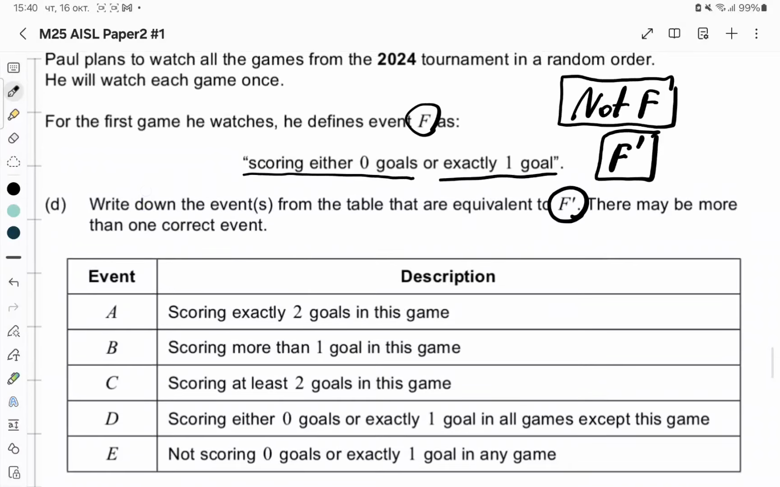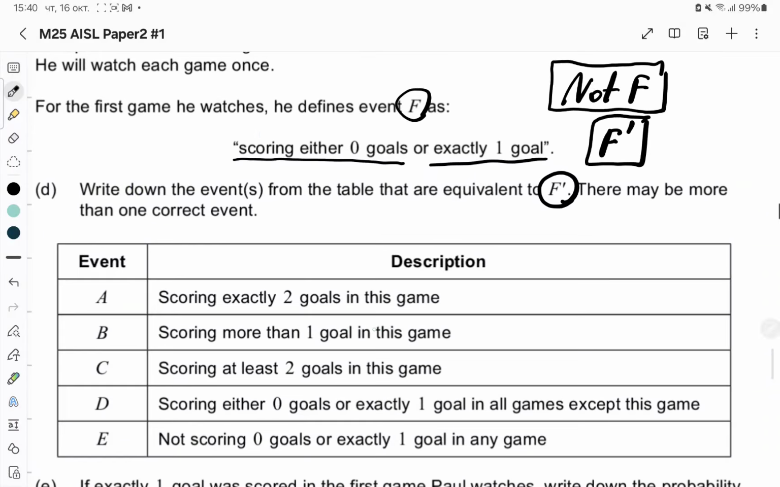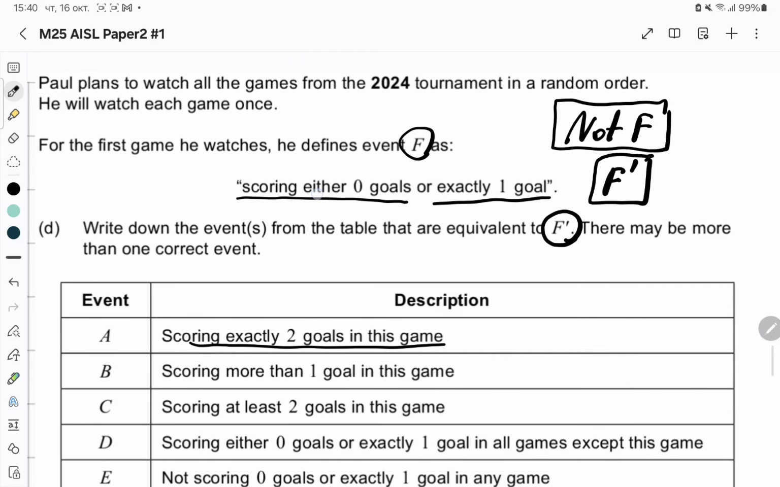Okay, so let's consider one by one. Scoring exactly 2 goals. So we have to find the expression which is equivalent to not scoring either 0 goals or exactly 1 goal. Scoring exactly 2 goals is not equivalent, because we don't know. It could be 2 goals, 3 goals, 4 goals. So it is not restricted that we will have only 2 goals in this game.